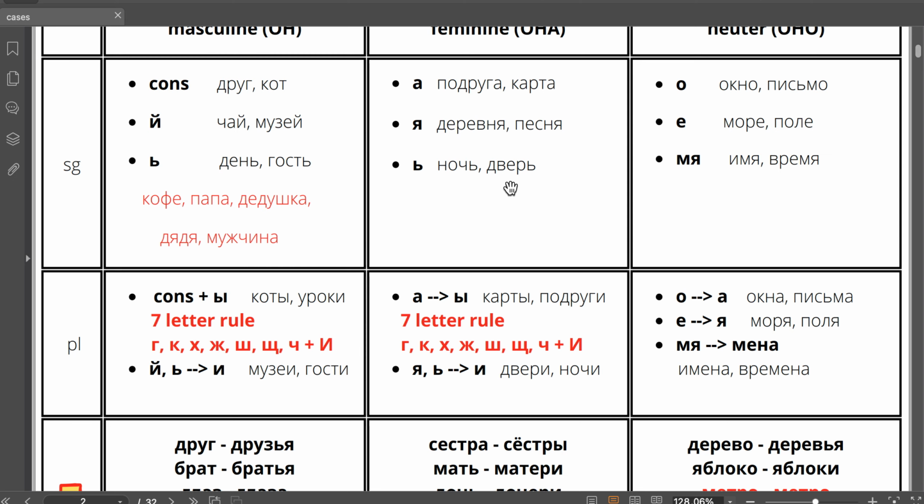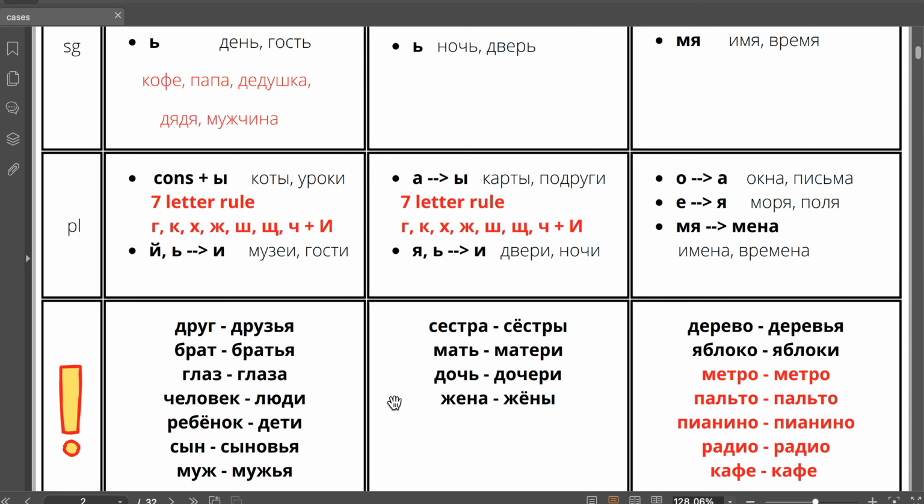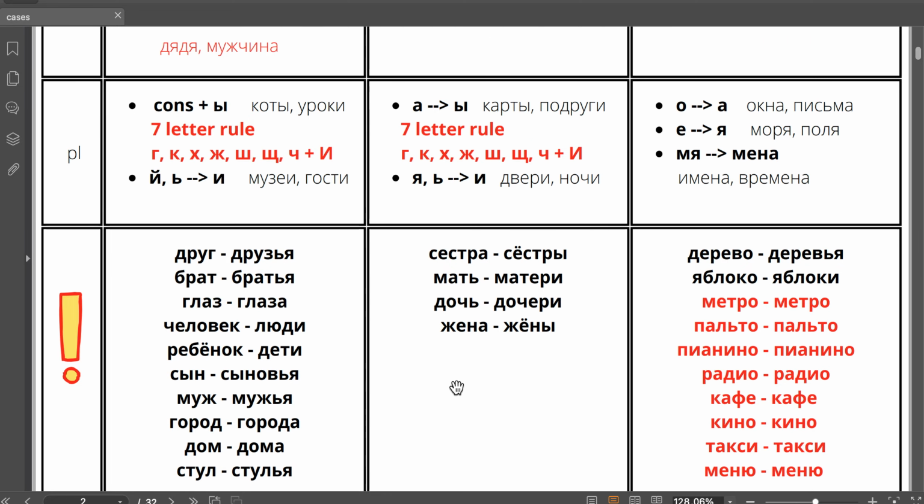So дверь becomes двери. Ночь becomes ночи. We kind of keep the softness. Я and the soft sign are very soft, so we keep this softness by using и, which is very soft too, compared to ы, which is very deep and open. So двери, ночи. And now, of course, we need to continue with the irregular plural feminine nouns. It's not that long this time.